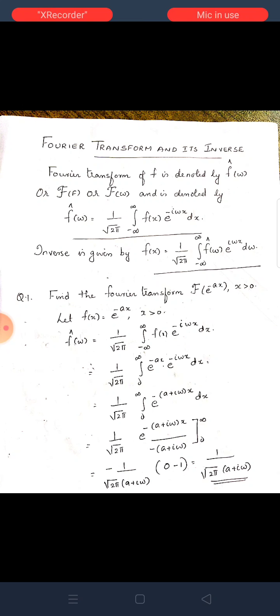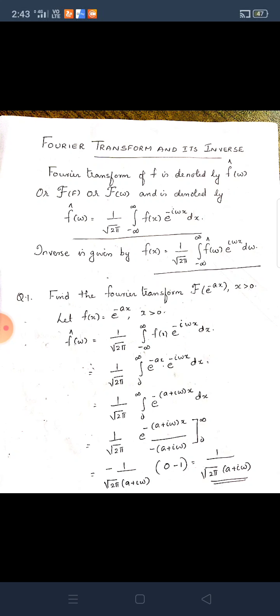So we have the Fourier transform equation as F cap omega and its inverse denoted by f of x. Now we do some problems based on this. First question is find the Fourier transform of f of x equal to e raised to minus ax, x greater than 0. So let us take f of x as e raised to minus ax, x greater than 0. Then we have to find the Fourier transform.